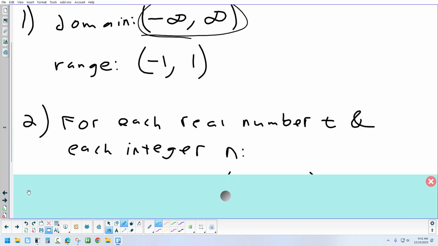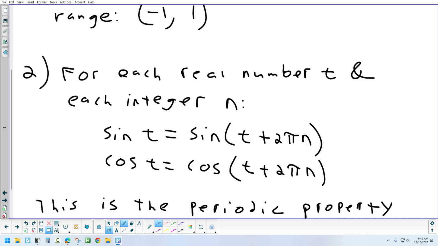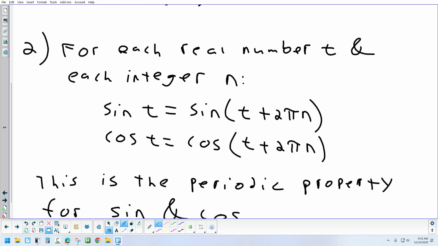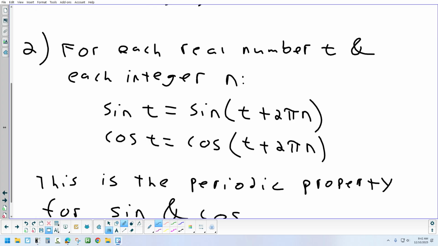This is called the periodic property of sine and cosine. Periodic means that you will continue to get the same answers over and over. That's exactly what these graphs are. These are called periodic graphs because they have the same look over and over. Once you know what part of the graph looks like, you know what the entire thing looks like because it just keeps repeating itself.